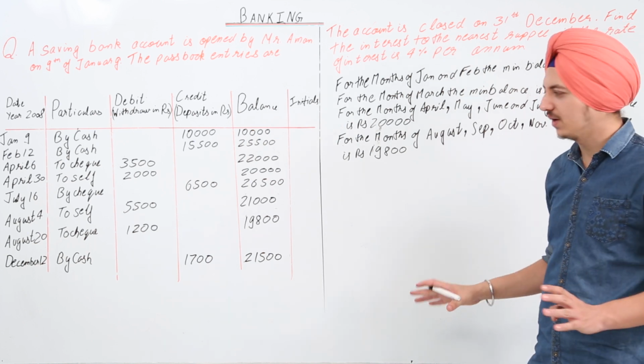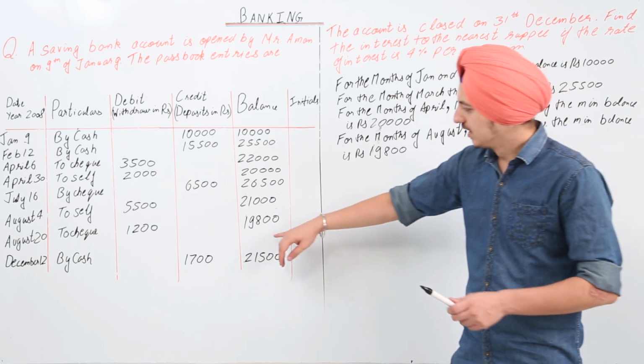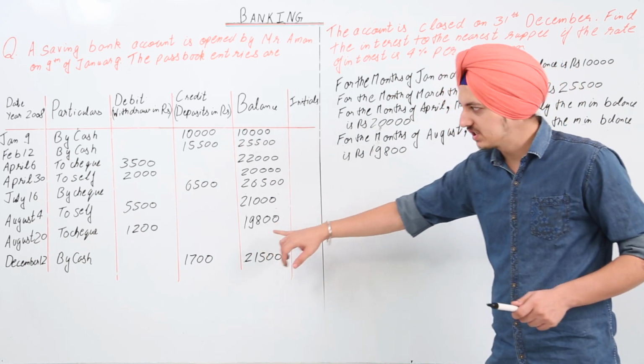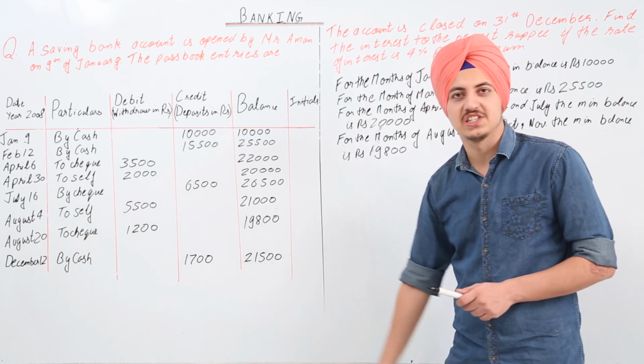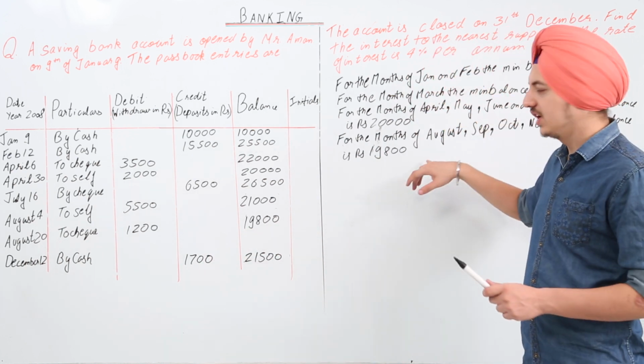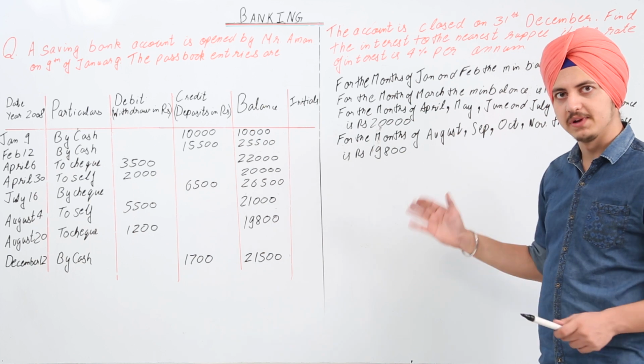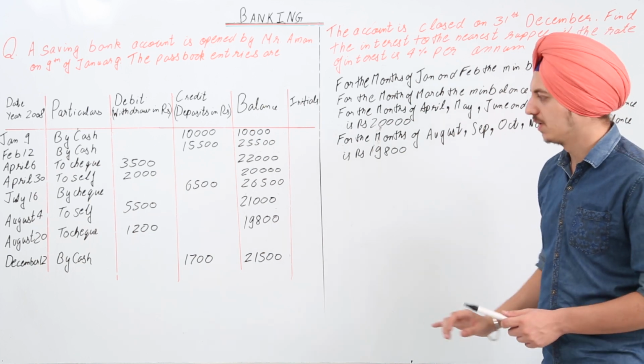You all are clear why this is, why is this? Because this is the balance that remains from August 20th till the 12th of December. So this is the balance till November also. So the balance remains same. So this is the minimum balance till November.